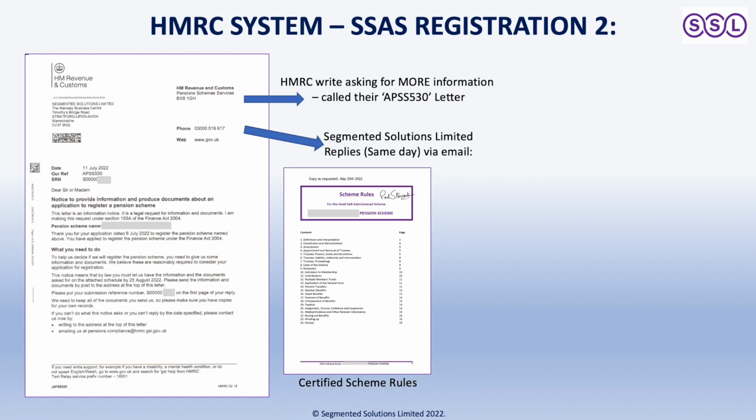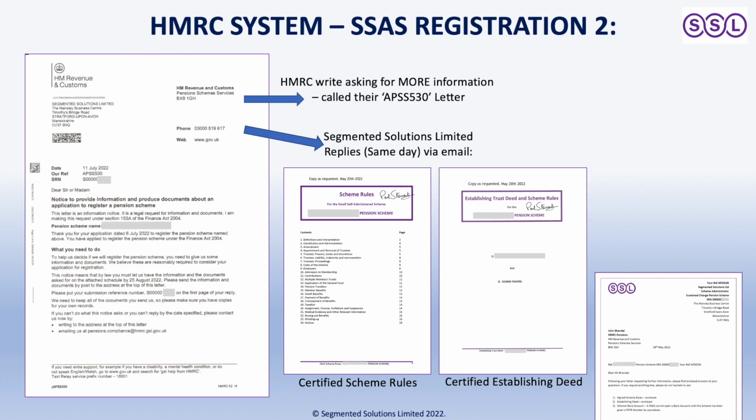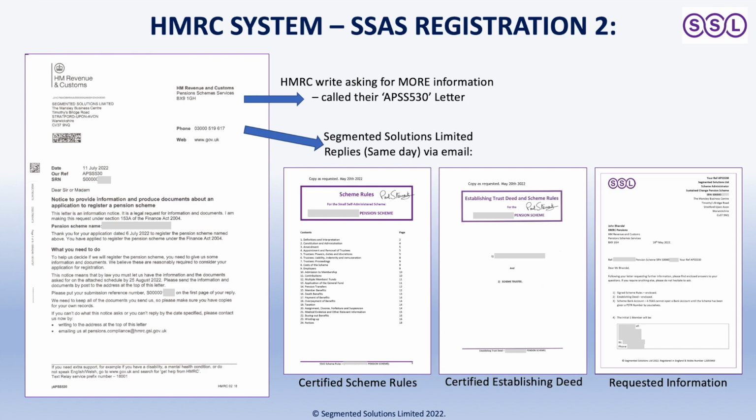We know that we can then start to put the reply together. So we send out certified scheme rules, certified establishing deed, and again we copy you into both of those, and we then provide a covering letter with all of the requested information. So all of that goes off to HMRC, standard in every case, and we deal with that. That's the reason why we are the scheme administrators up front, because we can take care of all this stuff in the background for you.